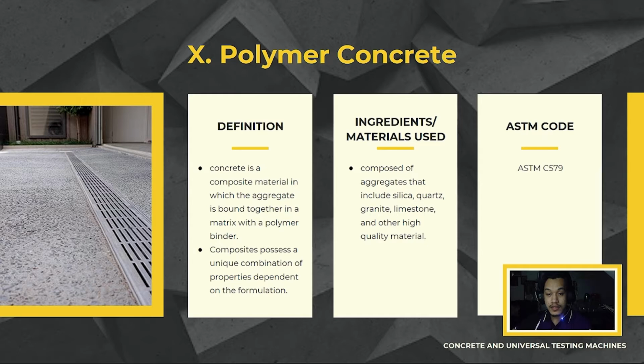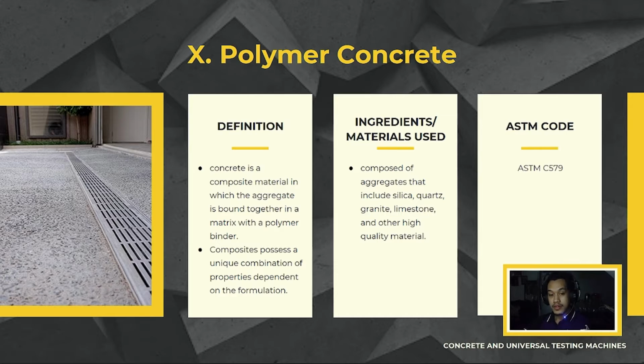It is a concrete that is a composite material in which the aggregate is bound together in a matrix with a polymer binder. Composites possess a unique combination of properties dependent on the formulation. So, itong polymer concrete ay same lang siya sa ordinary na concrete. Pero, ang pinagkaiba lang nila ay sa ordinary, ang ginagamit is hydraulic binder. Hindi to sa polymer concrete, syempre, polymer material ang ginagamit.